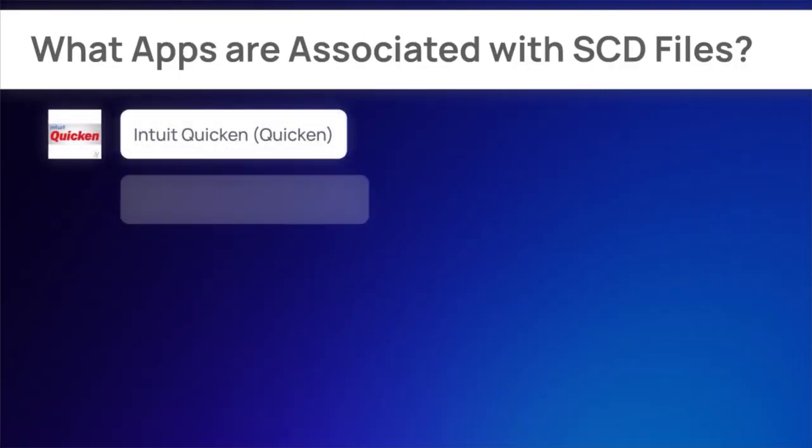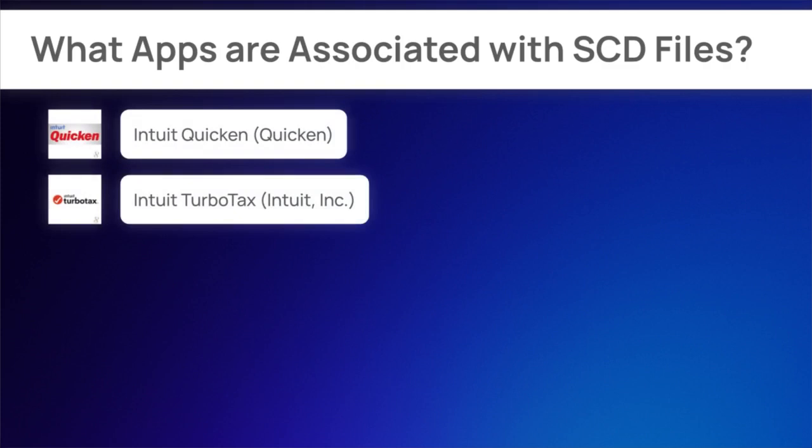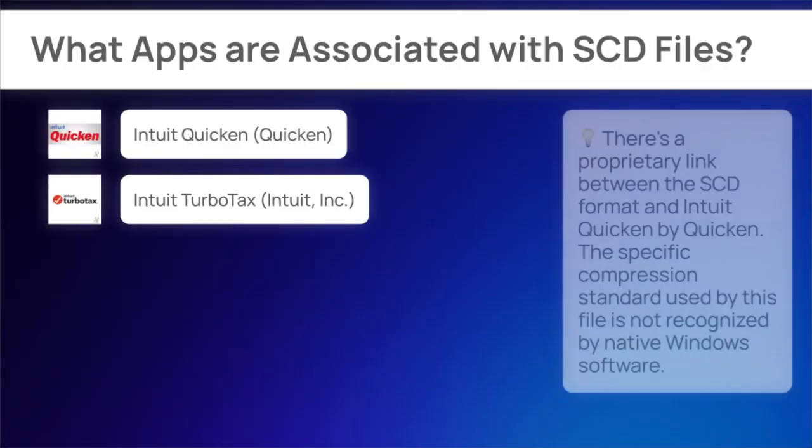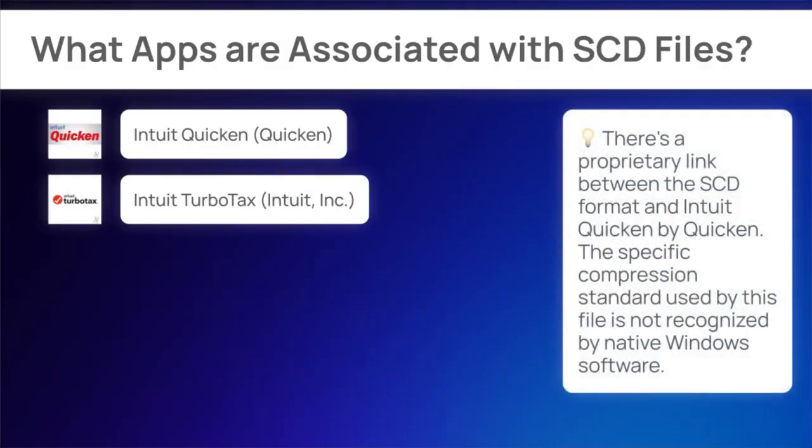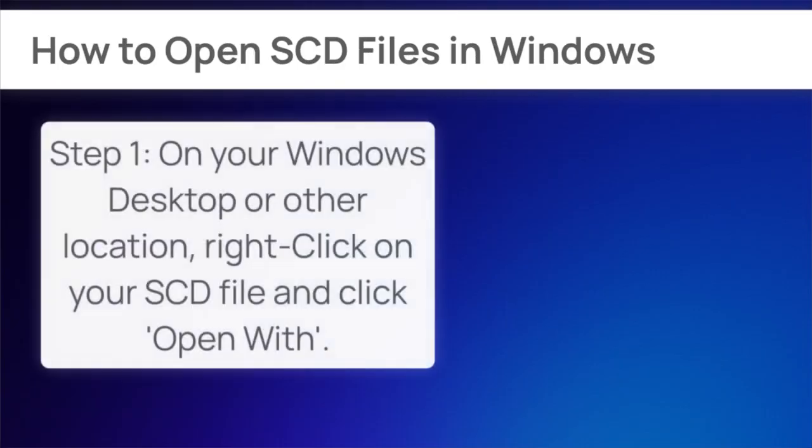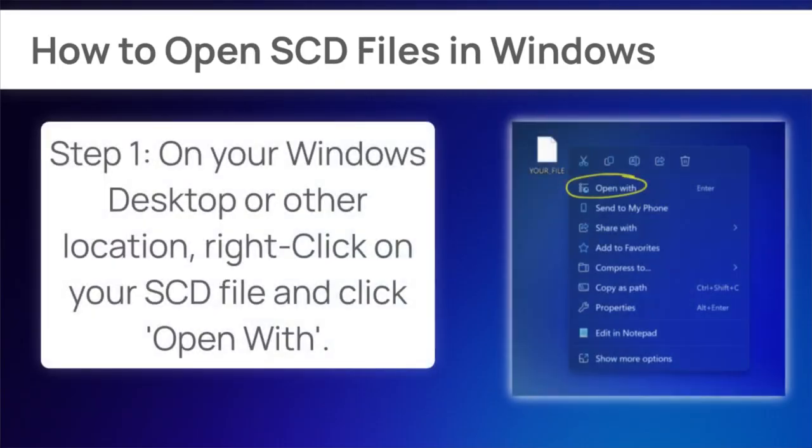The best utility for reliable viewing of SCD is known to be Intuit Quicken by Quicken. The specific compression standard used by this file is not recognized by native Windows software. Windows can't decode the full data structure, so proper access must be done through the correct software. The fastest route to success is testing all the options.